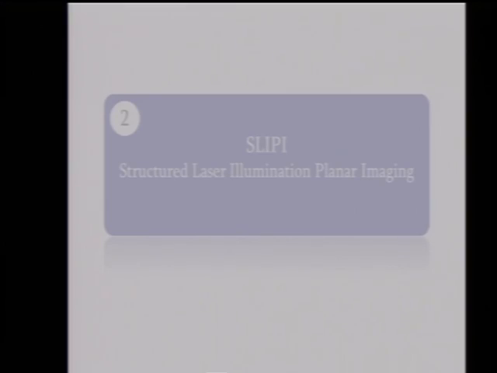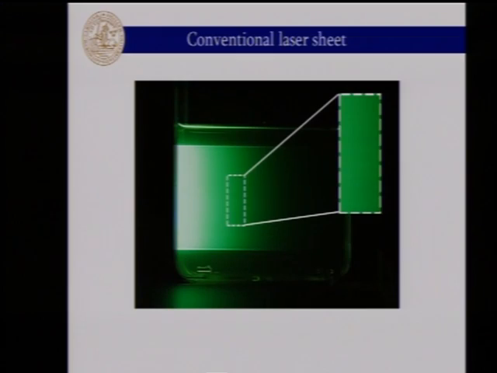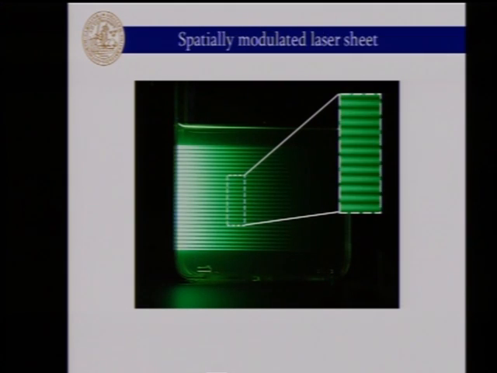The solution we propose is called structured laser illumination planar imaging. So what is behind this technique? How does it work? Let's take an example. This is just a cuvette with a normal light sheet crossing or fluorescing in water. And now the whole idea is to modulate in space this light sheet. So basically from this, we get this. And this doesn't do it all. This is just the first step. So you need to modulate in space the light sheet.